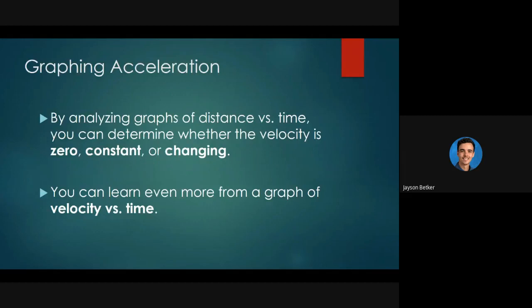So let's first look at how to graph acceleration because it's a nice visualization of what acceleration actually looks like. By analyzing graphs of distance versus time, you can determine whether the velocity is zero, constant, or changing. And by changing, I mean accelerating. You can learn even more about this type of changing behavior if you graph velocity versus time graphs. So I'll show you them side by side, and you'll see the difference between the two.